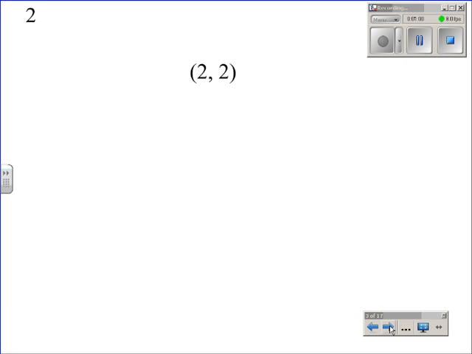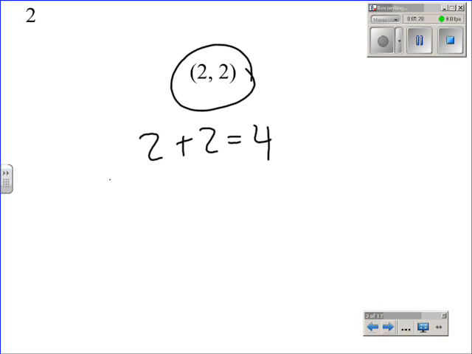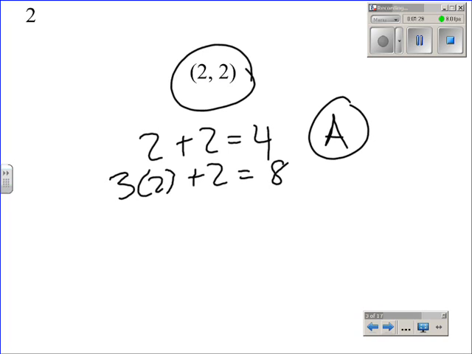In problem 2, you were asked to determine which system of equations corresponds to the graph. Notice that the lines intersect at the point 2, 2. Therefore, we only need to try 2, 2 in each equation to find which system is correct. In A, 2 plus 2 is equal to 4, and 3 times 2 plus 2 is equal to 8. Therefore, A is the best answer.